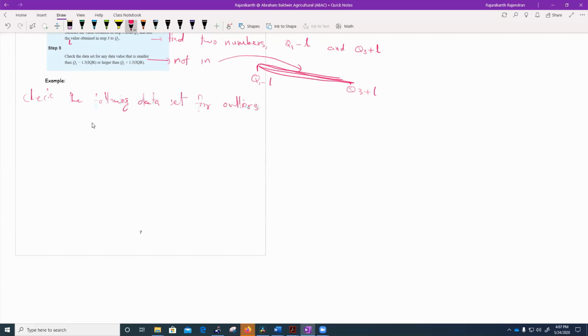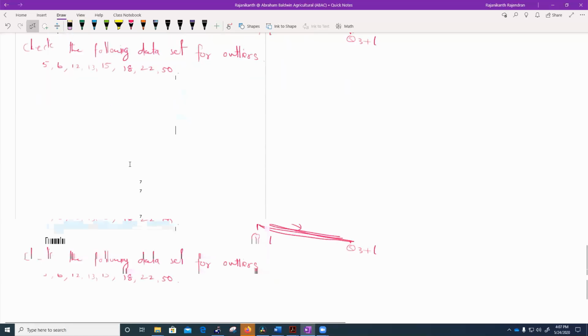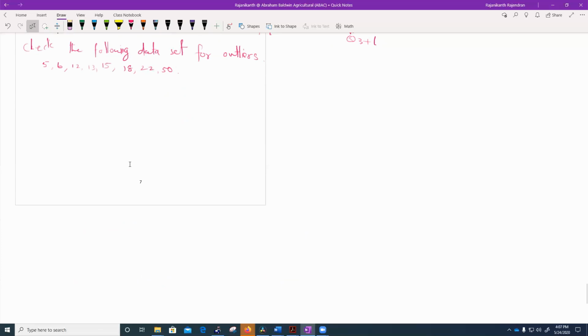Okay. So this is the given data set. I'm giving it in order, so you don't need to arrange. 13, 15, 18, 22, 15. Okay. So this is the given data set. So how do you find the IQR?